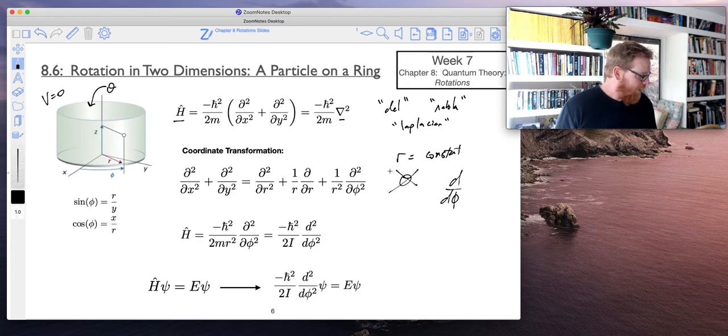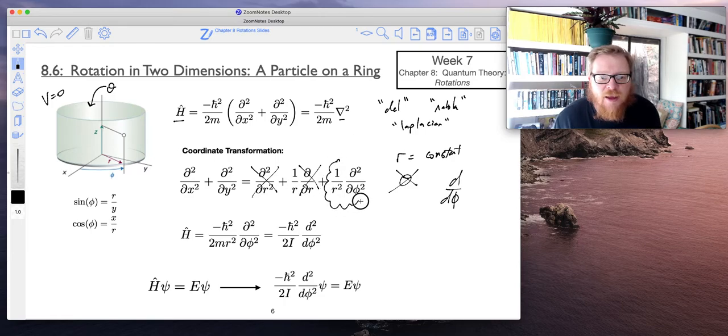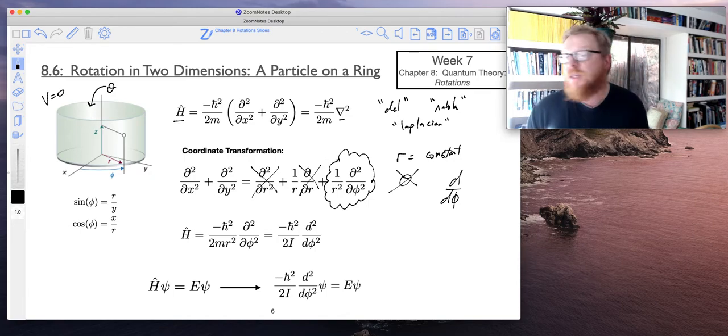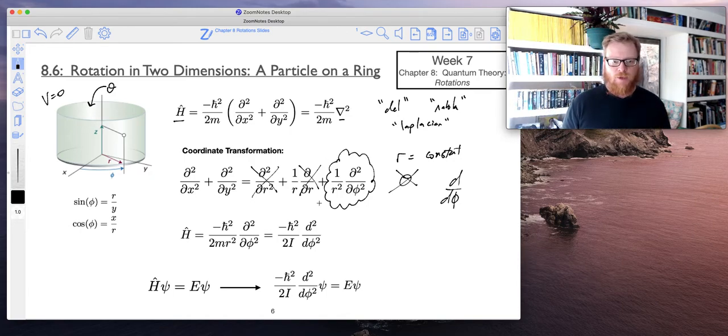However, because r is constant, we don't care about any of the derivatives of r. So this goes away, and this goes away. Which means also that 1 over r term in front of that derivative goes away, because the derivative is 0, given that r is constant. Okay? So now, look, this is the only thing that we have to worry about for our Laplacian, or for del.